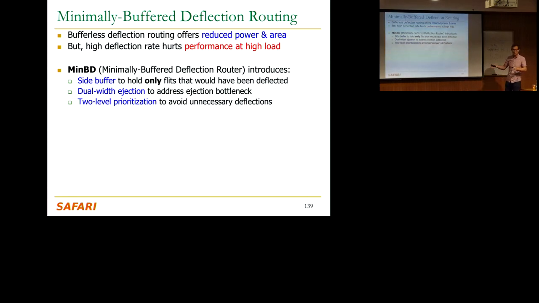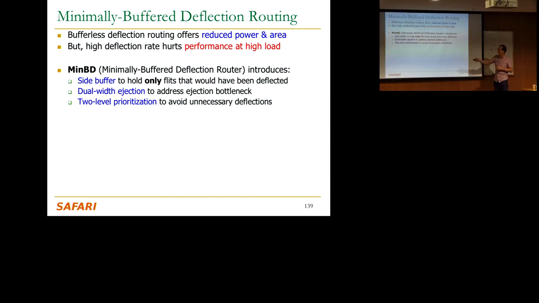And if you do this, the right comparison is doing something similar in a buffered network, but that doesn't buy much in a buffered network, actually, because it doesn't run into this problem. So the other idea is a side buffer. Basically, whenever you have something deflected, you put it into the side buffer, and you have more bandwidth. But you can take a look at it.